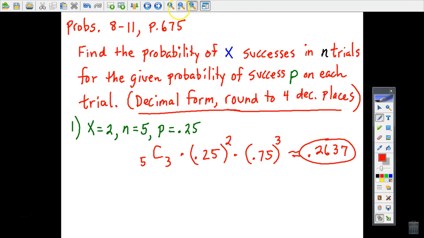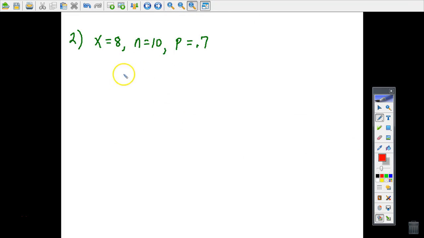Alright? And then we did one more of these in class. So here my probability percentage of success is 70%, or 0.7. That's P, which means Q, the probability percentage of failure, will be 0.3, or 30%. Apparently, I had 8 successes out of a total of 10 trials. So if I succeeded 8 times, then I must have failed twice.